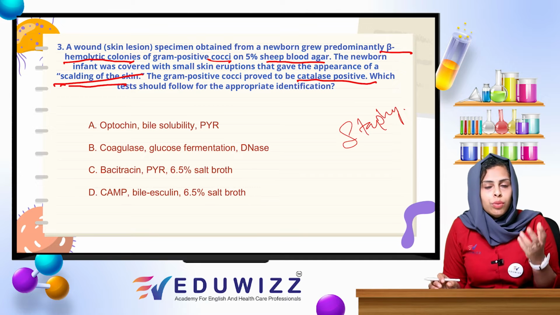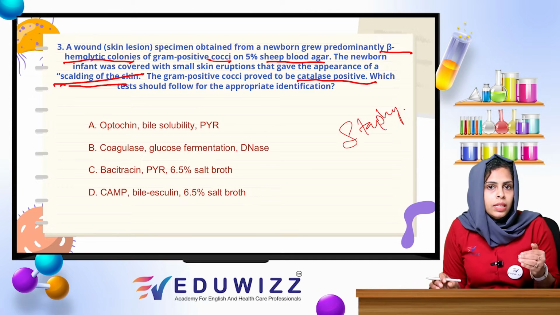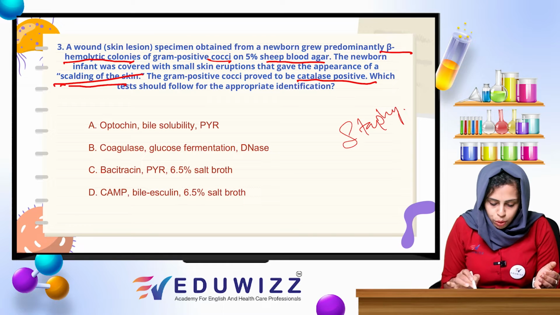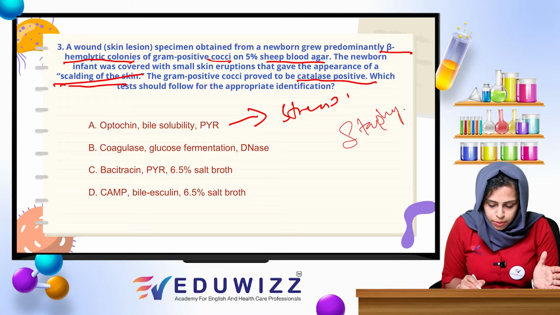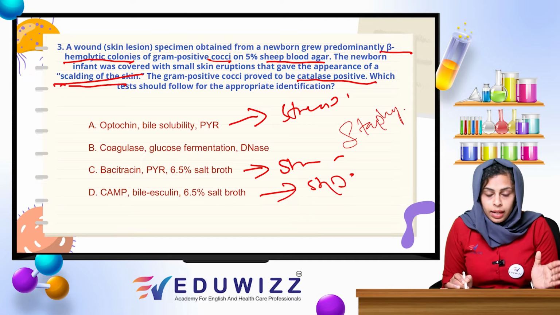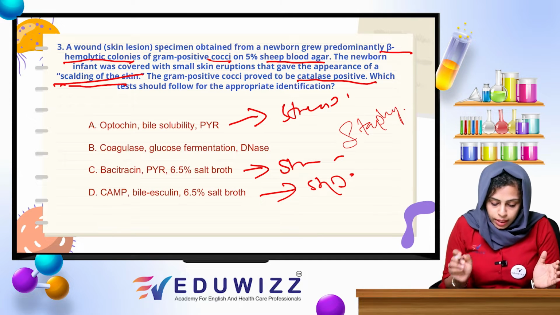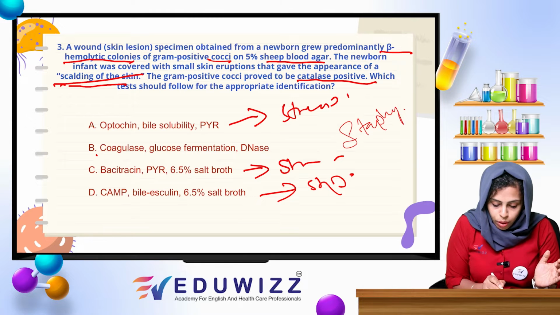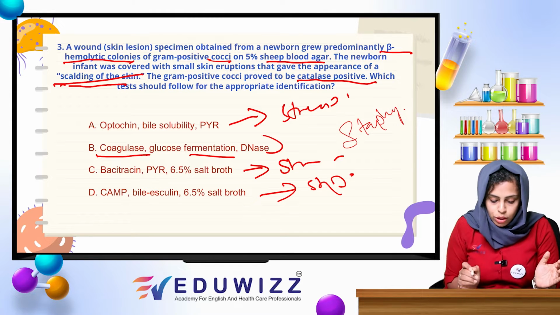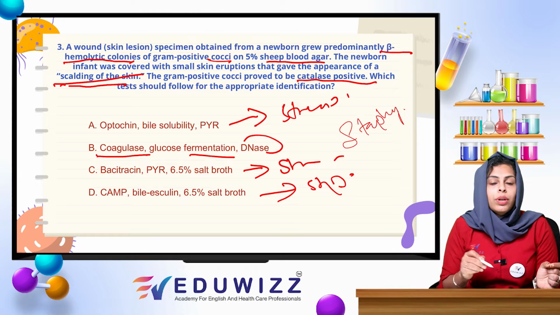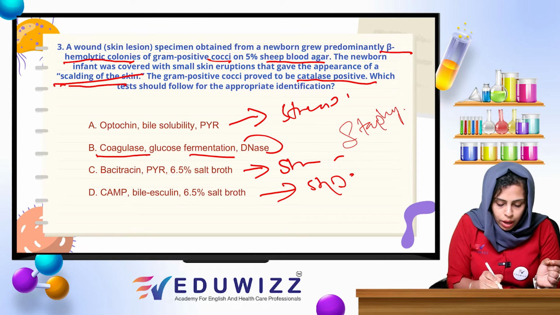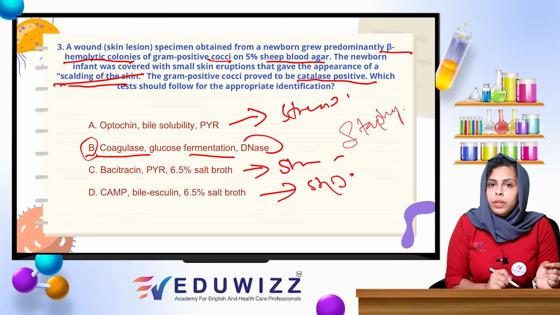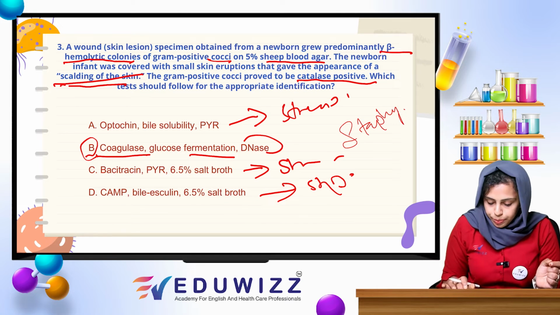So we have to look for any specific tests written here for Staph aureus. Optochin and bile solubility are mainly for Streptococcus pneumoniae. Bacitracin and PYR, 6.5% salt, are also for streptococci, and the CAMP test is for Streptococcus agalactiae. So the correct answer is coagulase, glucose fermentation and DNase. You have to look strictly for the coagulase test. Here you can see the coagulase test in option B. So the answer is B.